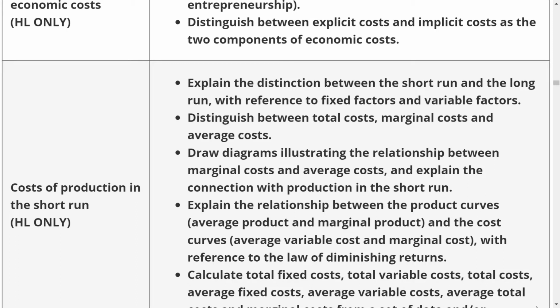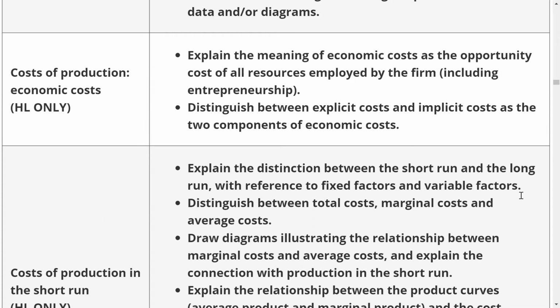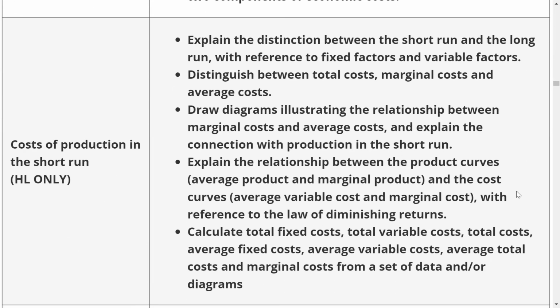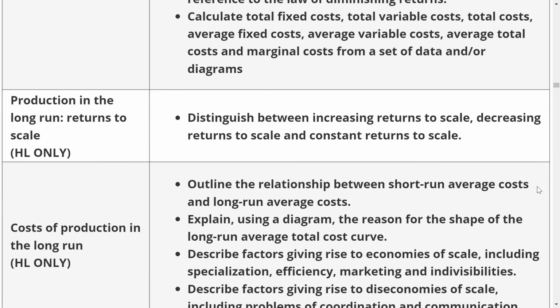The law of diminishing returns kicks in when short run costs are considered. Long run costs, including explicit, implicit, economic, and opportunity costs, are considered within the diagrams presented. So also be able to explain the relationship between production curves, whether it is average product, marginal product, or cost, variable cost. You have to be able to look at the relationship between these costs and production and put them all together.